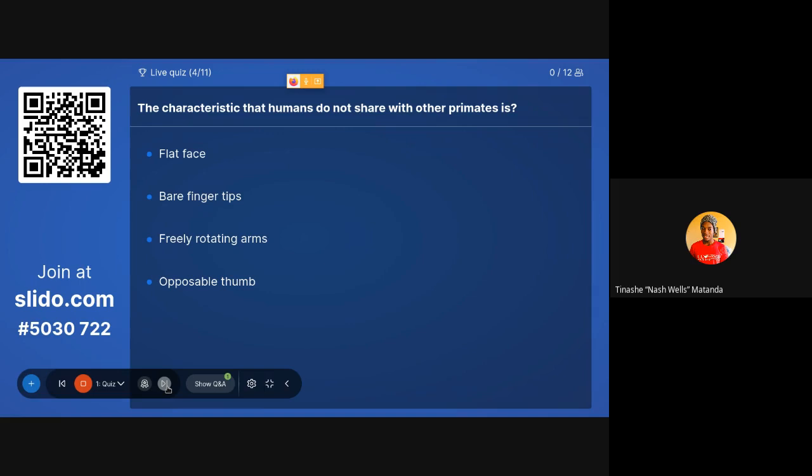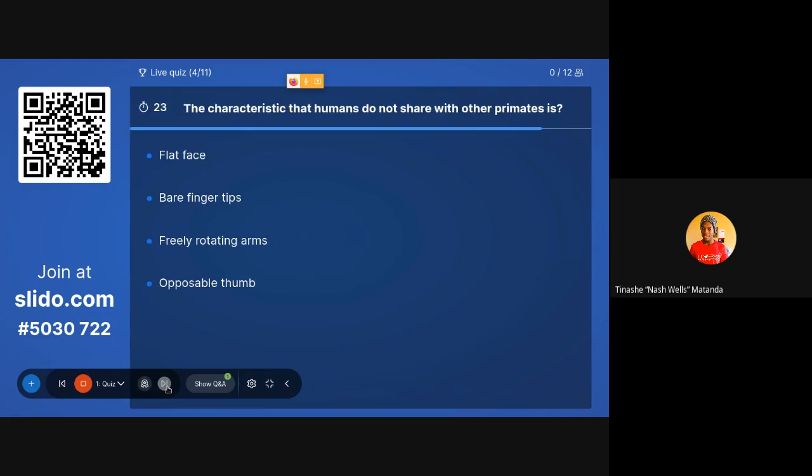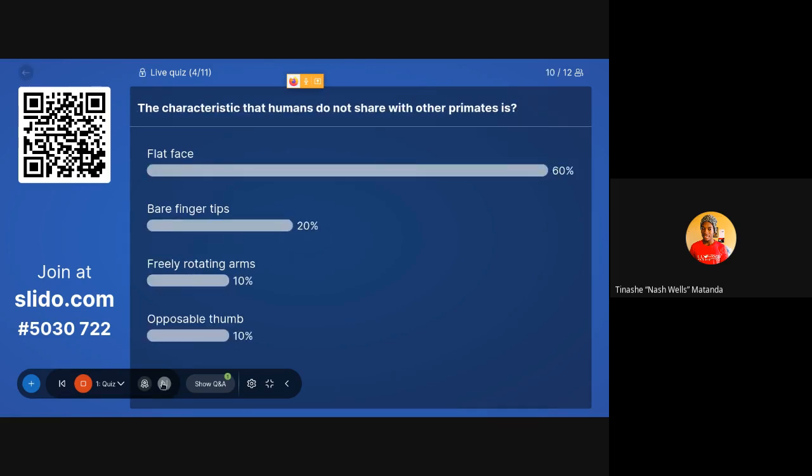The characteristic that humans do not share with other primates. Which one is it? Flat face, bare fingertips, freely rotating arms, opposable thumb. Remember, the one that they do not share, the ones that are not the same. All right, the answers are locked in, and we have flat face. Every option was chosen there. So the correct answer to that is flat face. Remember, primates have a prognathous face.